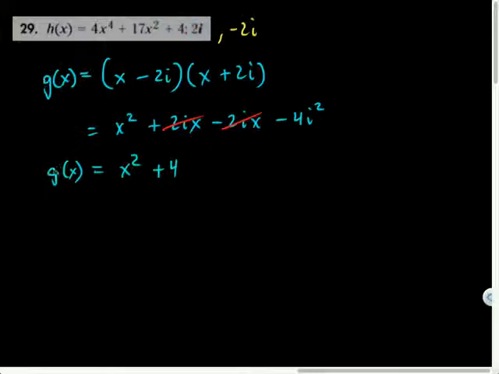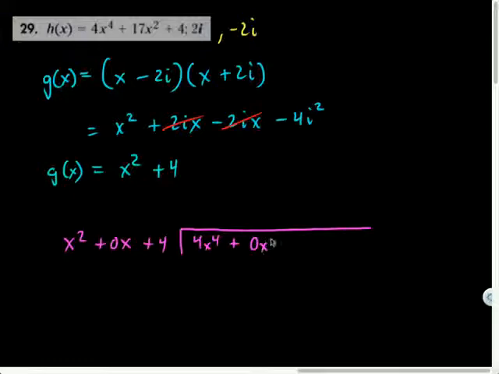So step 1 for this, I laid it out in the notes, was find your complex conjugate, find your depressed polynomial that would have those as its roots, and now step 2 is long divide by your depressed polynomial. So I'm going to have x squared plus 0x plus 4. That's right. That's my divisor. And I'm dividing that into 4x to the 4th plus 0x cubed plus 17x squared plus 0x plus 4.